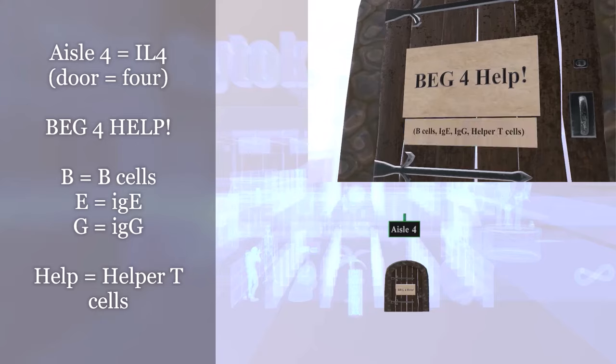B is going to be for B cells, that IL-4 promotes growth of B cells. E is going to be for IgE, and G for IgG, that IL-4 enhances class switching to IgE and IgG, and help for helper T cells, that IL-4 induces differentiation of T cells into Th2 helper T cells. I was now ready to move on to IL-5.